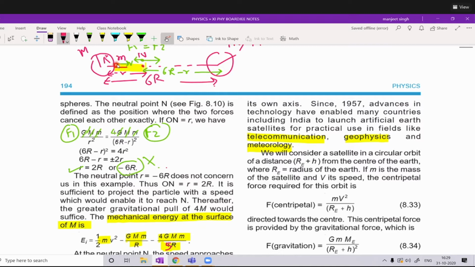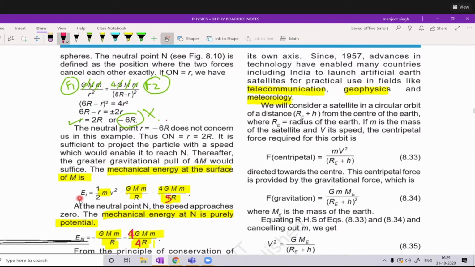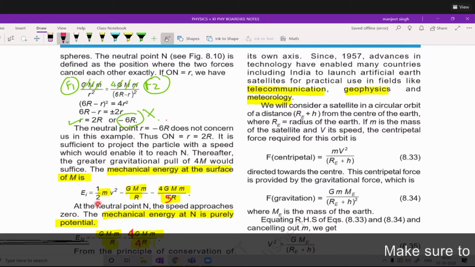Okay, on the surface of this we have to calculate. So 6r from center to center, and this radius is r. So the distance of this mass at the surface of capital M from this center is 5r. So it will be 5r here. So this is the total energy of mass m at the surface of the capital M mass sphere.